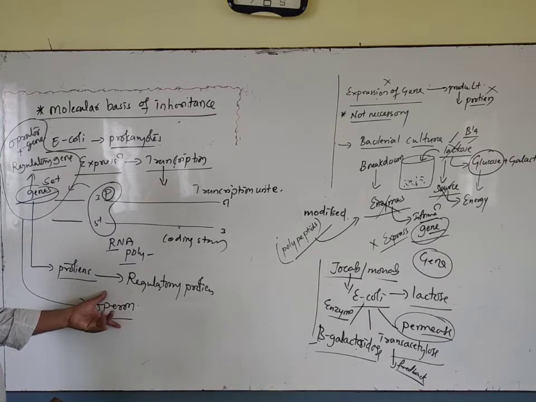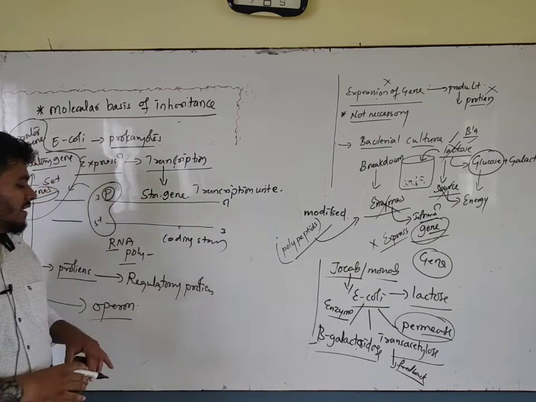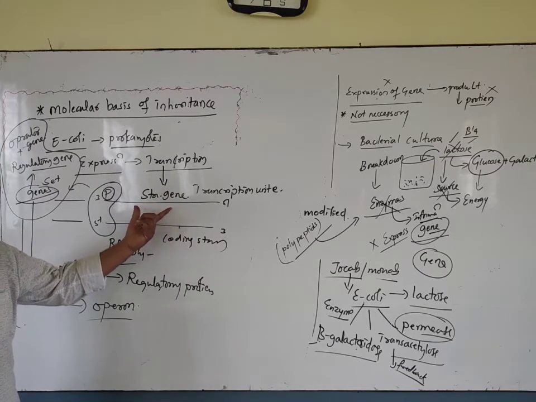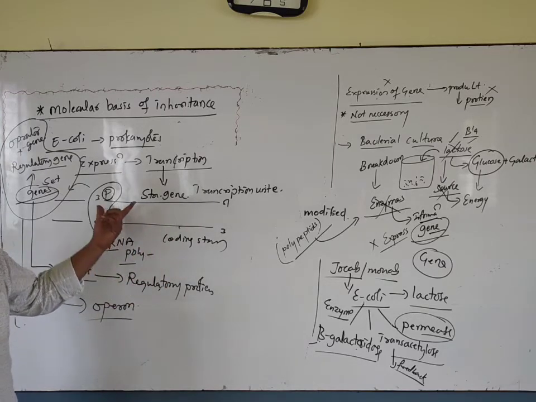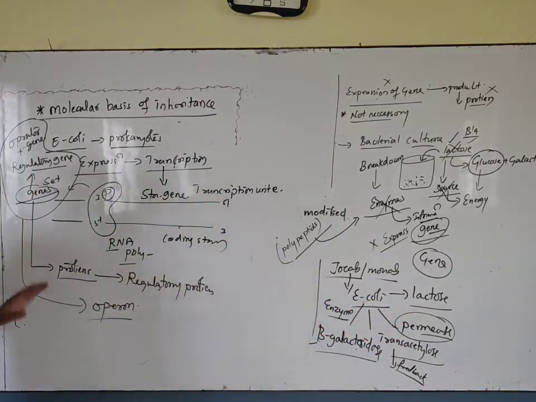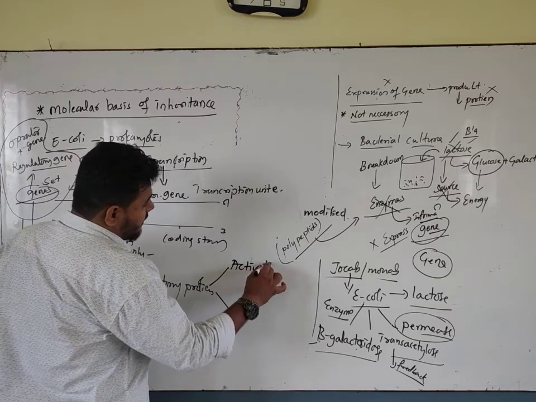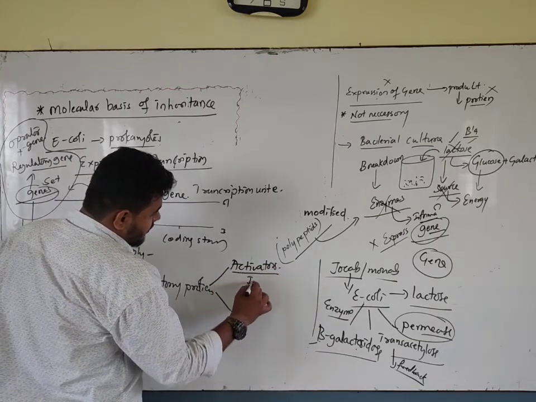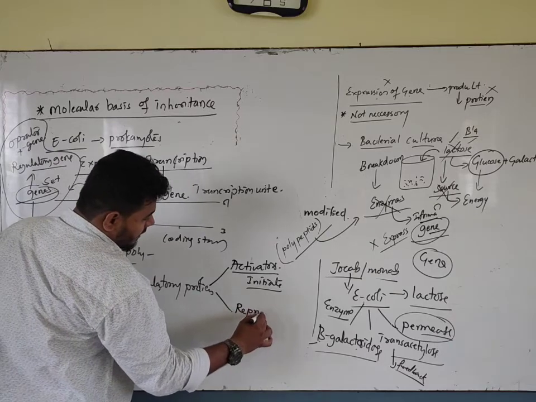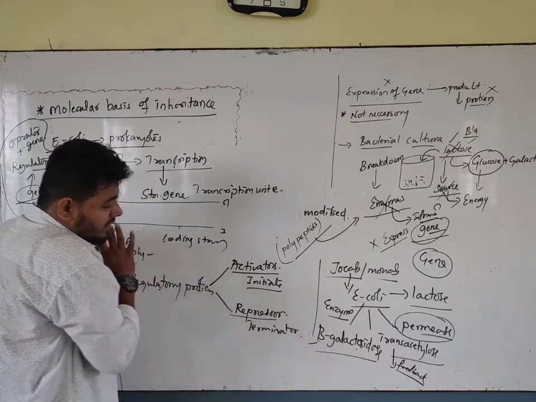So this operon controls the expression of structural gene. Whether to synthesize mRNA, once mRNA is produced, then protein is definitely formed. So whether to express this structural gene in the form of their products or not. On that note, these regulatory proteins act as activators. Activator means to initiate when the necessity is there, or they act as repressors to terminate, means there is no necessity.